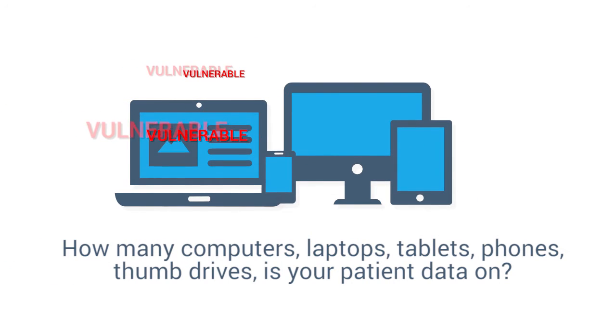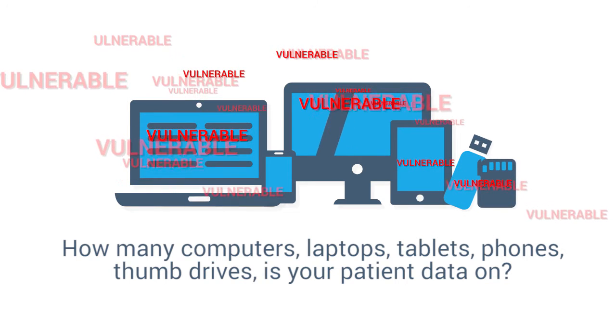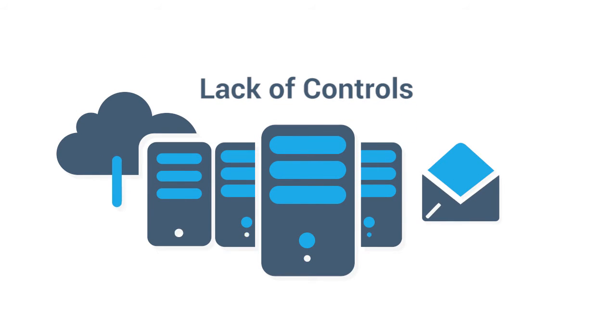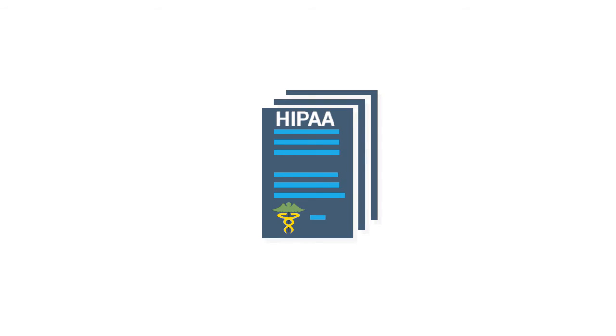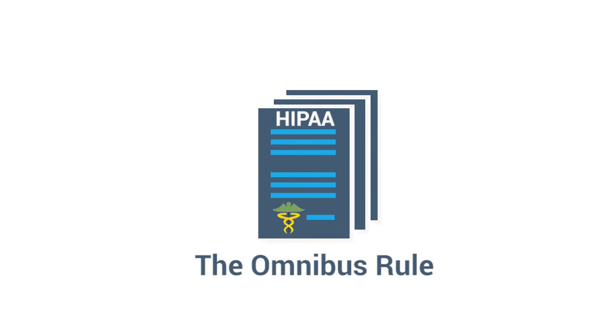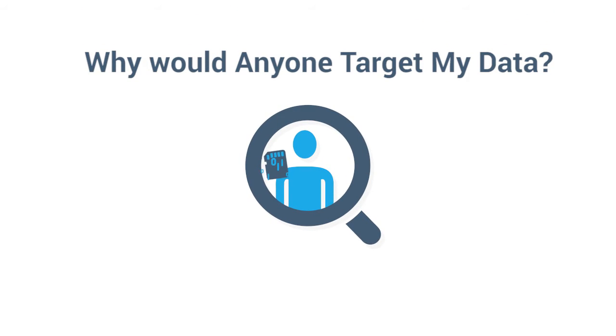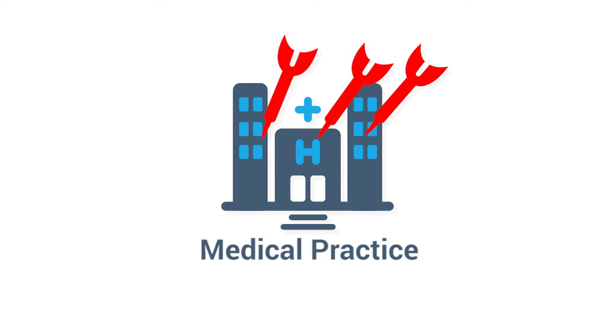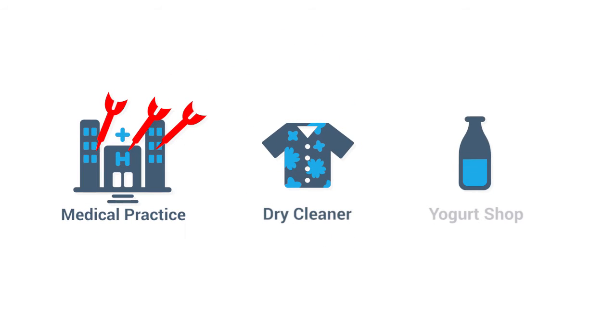How many computers, laptops, tablets, phones, thumb drives is your patient data on? The lack of controls around technology, email, and the overall handling of patient data is exactly why HIPAA enacted the Omnibus Rule last September. So, you're probably asking, why would anyone target my patient data? Why are medical practices targeted more than, say, a dry cleaner or a yogurt shop?